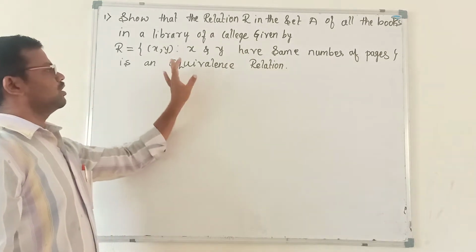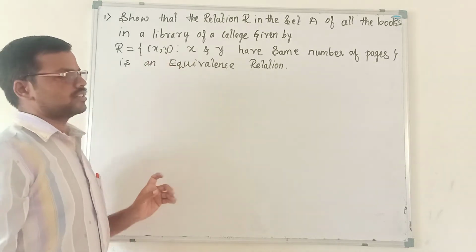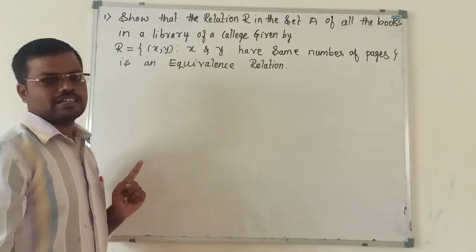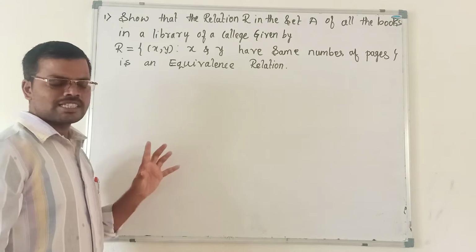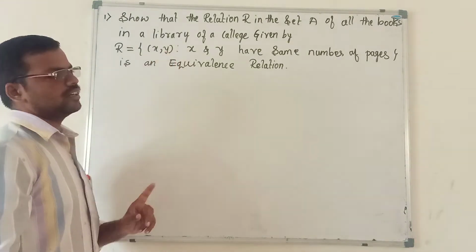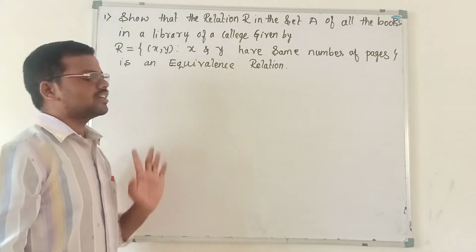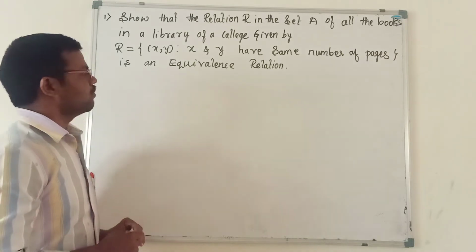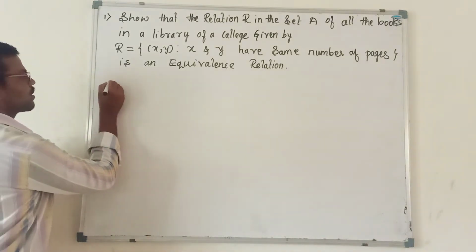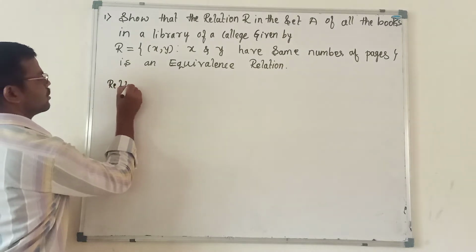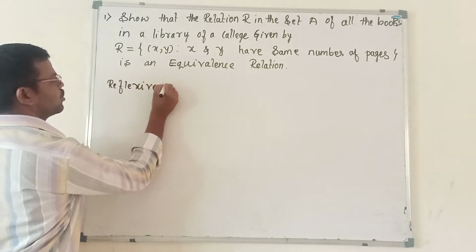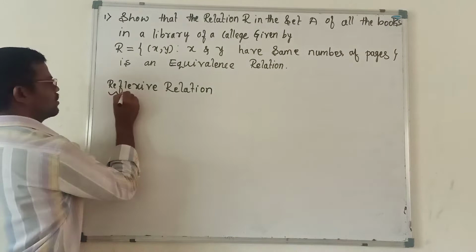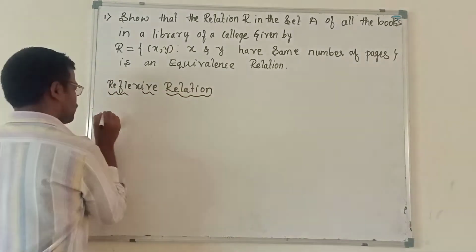To show that the given relation is an equivalence relation, we have to show it is reflexive, symmetric and transitive. If these three properties are satisfied by the given relation, then we can easily say that the given relation is an equivalence relation. So let me start proving one by one. The first is the reflexive relation.